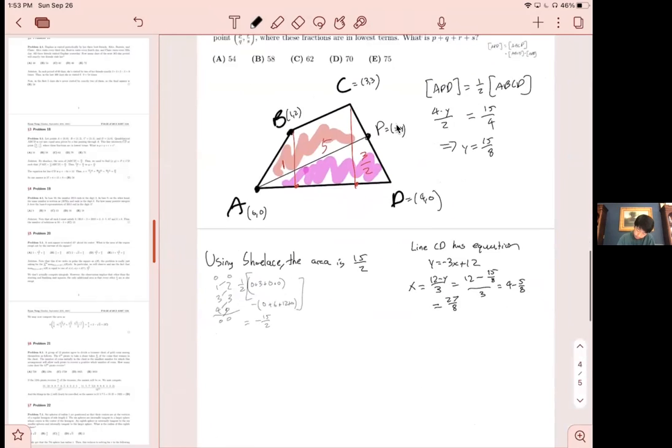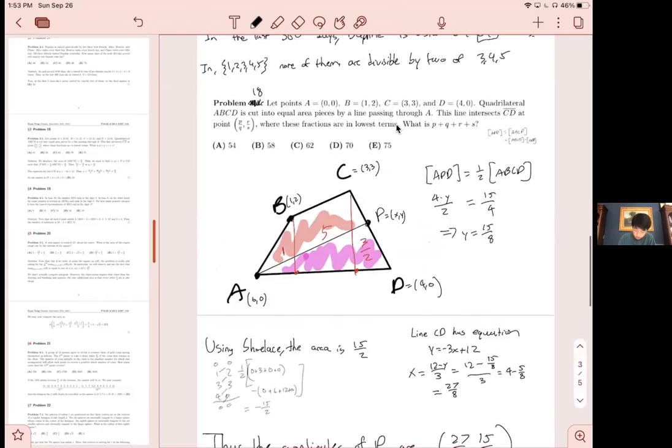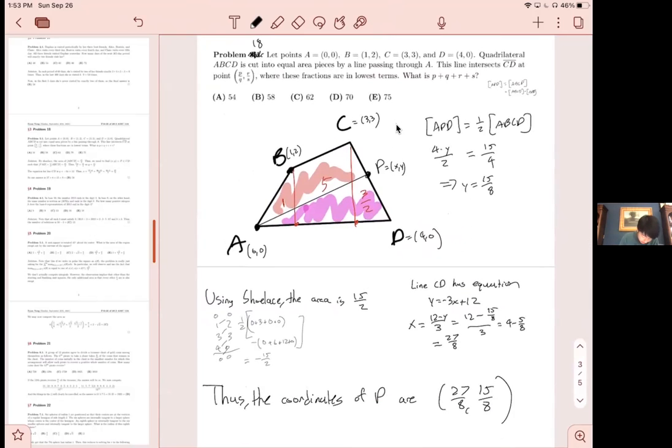And so thus the coordinates of P are 27 over 8, comma 15 over 8. And then it wants p plus q plus r plus s. Taking the sum of that gives you 58.